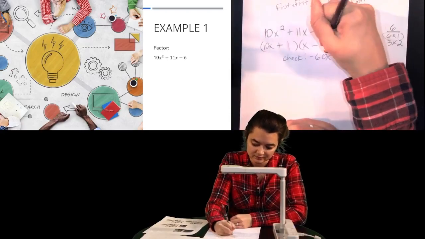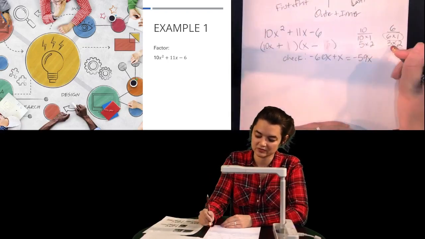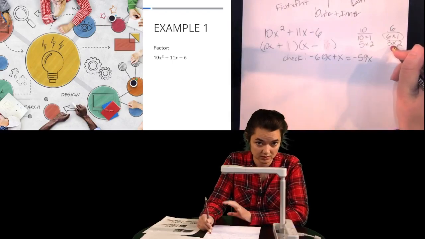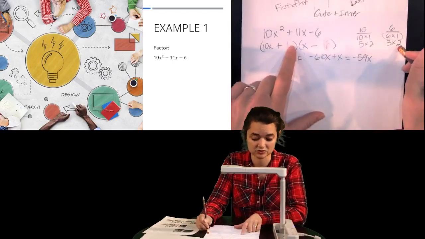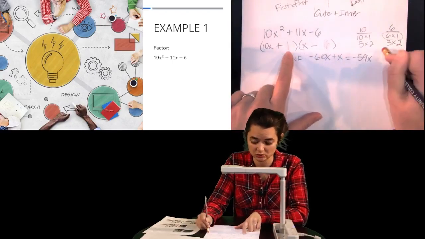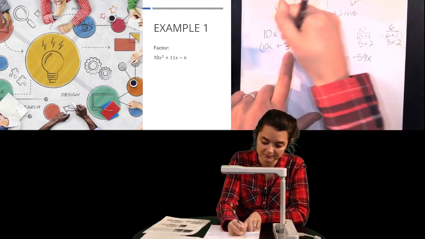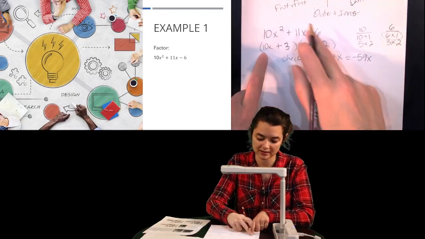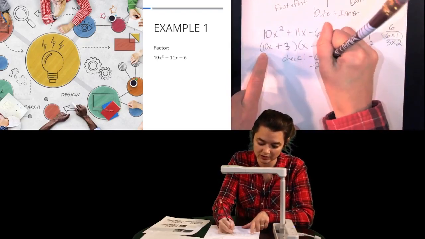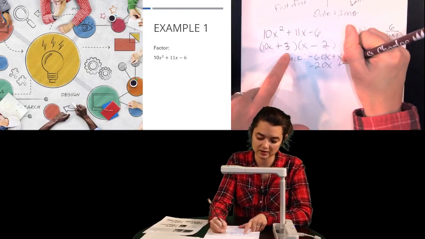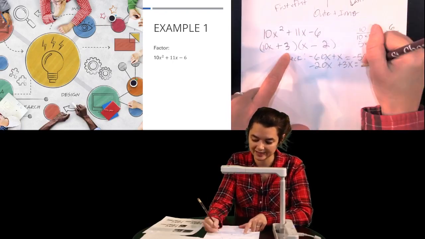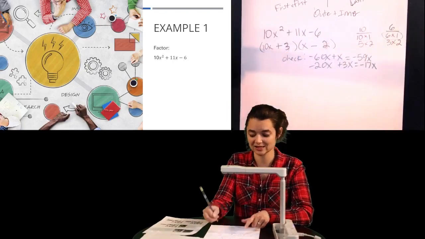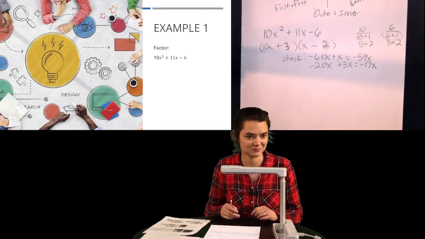All right, so if I try 3 and 2, same tip there. I am not going to put the 2 with the 10 because they're both divisible by 2. I'll put the 3 with the 10. I'll put the 2 with the x. And let's check that. So my outer product would be negative 20x. My inner product would be 3x. And that adds to give me a negative 17x, which is still not what I'm looking for.